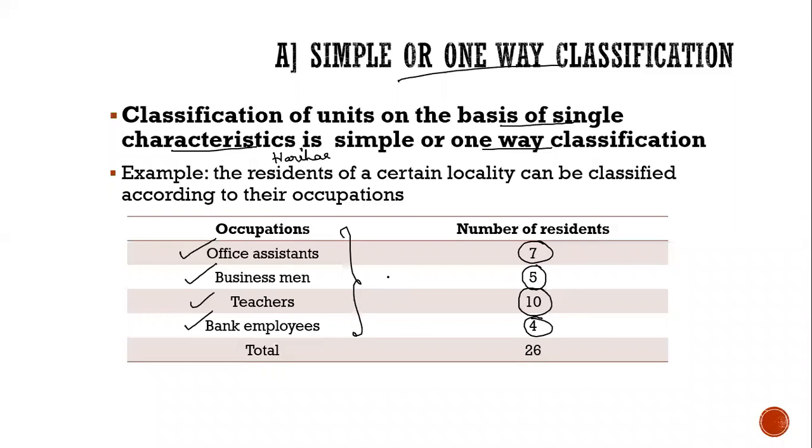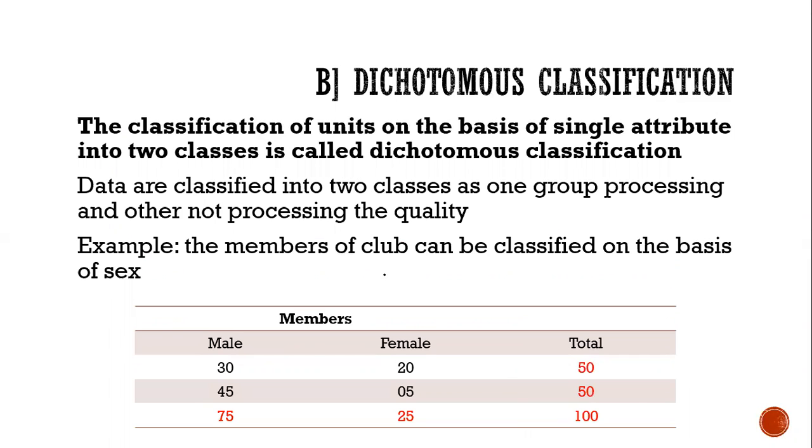Okay, you may get a little confused here. I will explain the second one, dichotomous classification. When you say dichotomous classification, it is nothing but two-way.